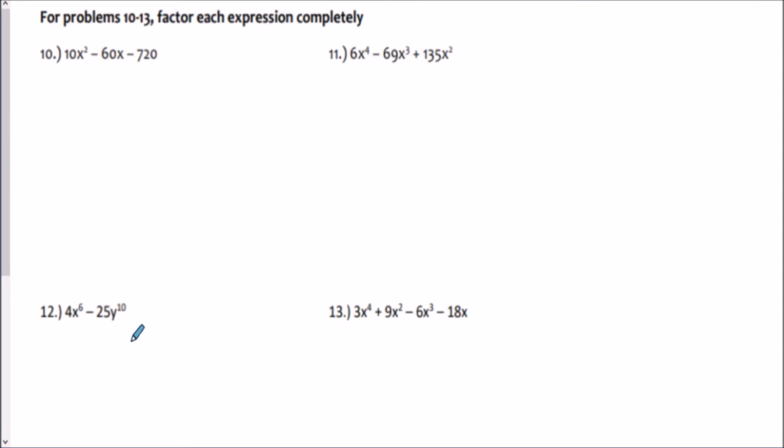Last problems. We have to do some factoring. So in each of these problems, your goal is going to be to start off with GCF. Once you've found the GCF, you're then going to figure out which factoring method is the most appropriate.